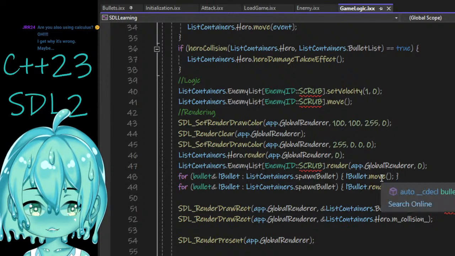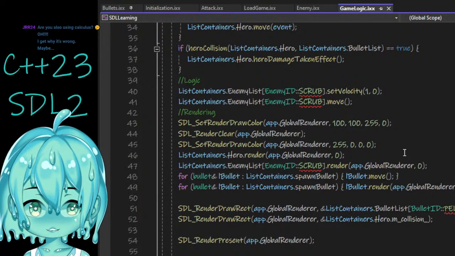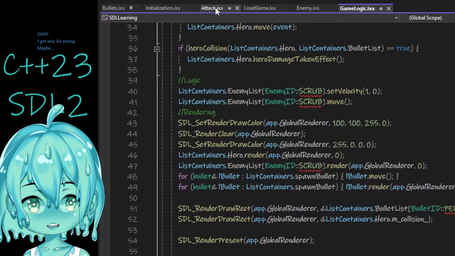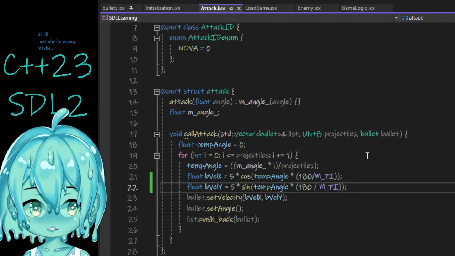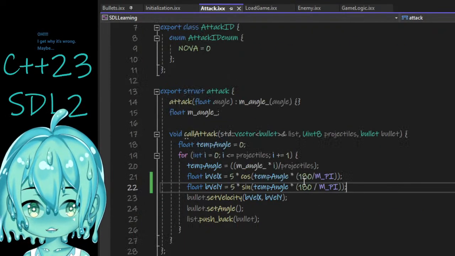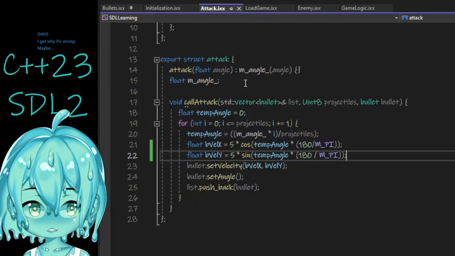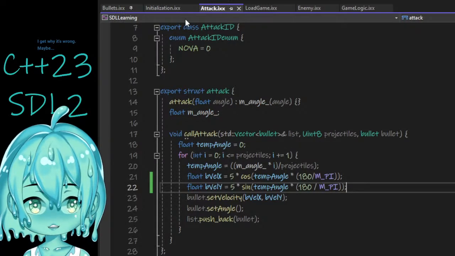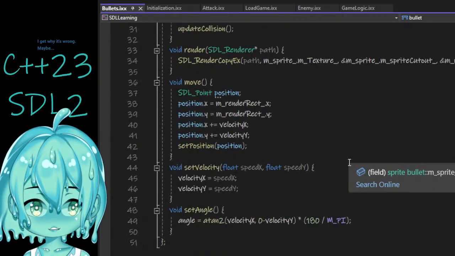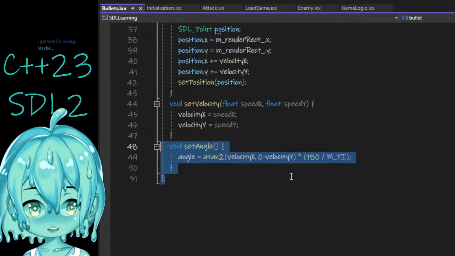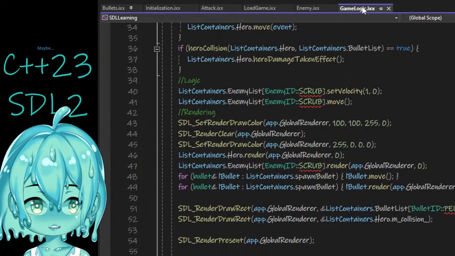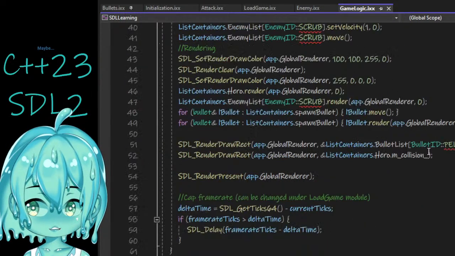Okay, bullets move, bullets render. Oh, wait, is that under my attack mod? No, I would have called the amount of bullets I'm going to shoot, right? Oh, are we testing right now? Is that why I didn't do that? Okay, that's my attack. Oh, no, wait, I was right. Bullets? No, that wouldn't change anything. This is just the angle. Wait, where am I setting bullets? It'd be under game logic, right?